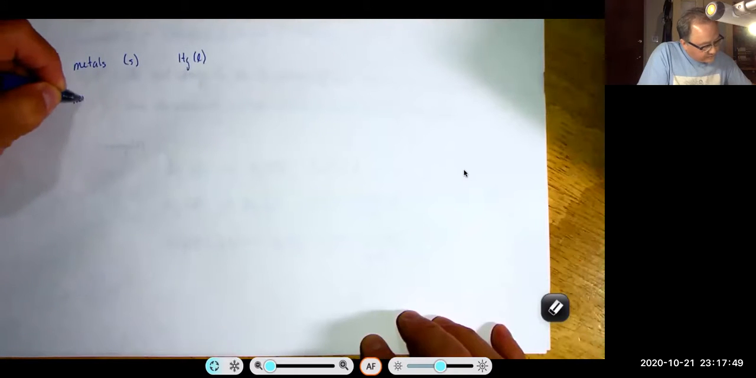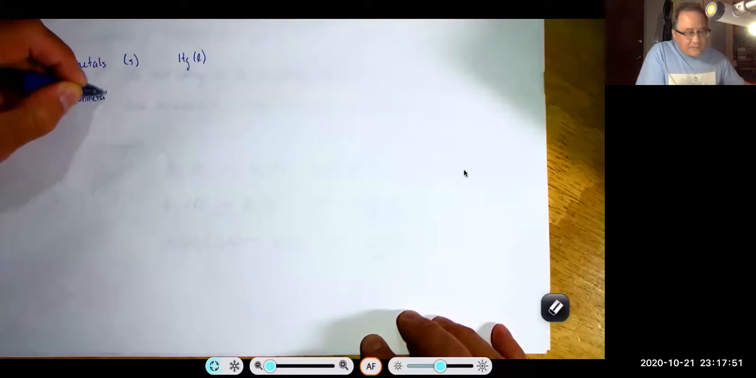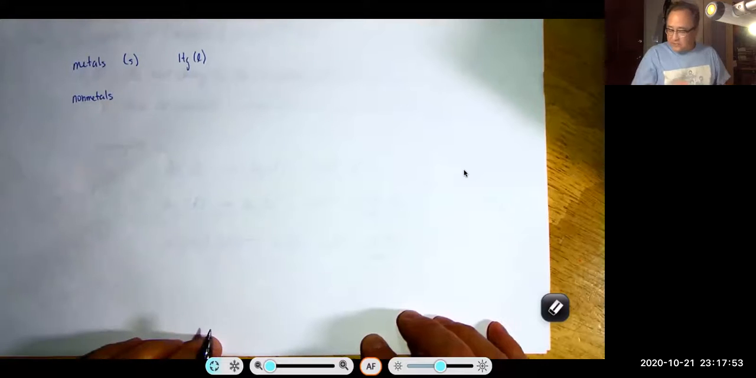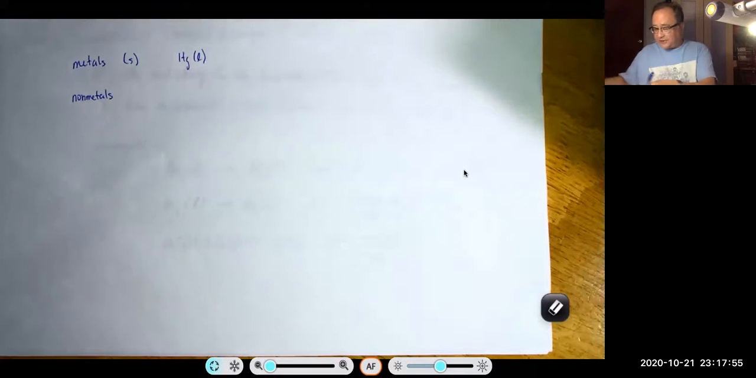Nonmetals. Well, it depends on the nonmetal. Some of the nonmetals are liquids, some are gases, and some are solids. So let's take a look at the nonmetals that are solid.